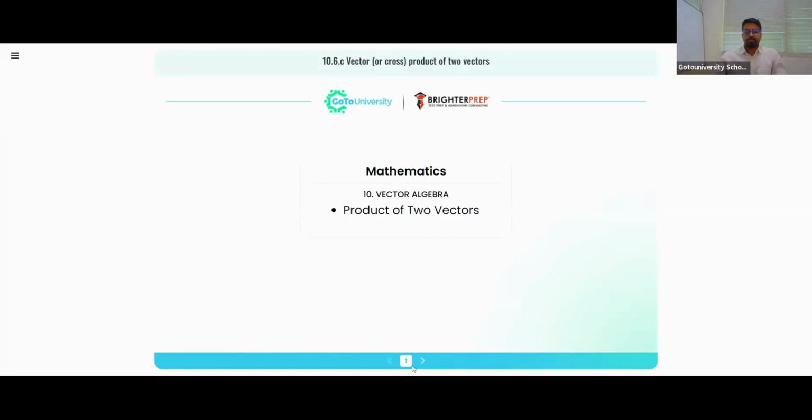So vector multiplication is also called the cross product. As I mentioned already, it is called cross product. What is that? Let's see. And why is it called vector product?